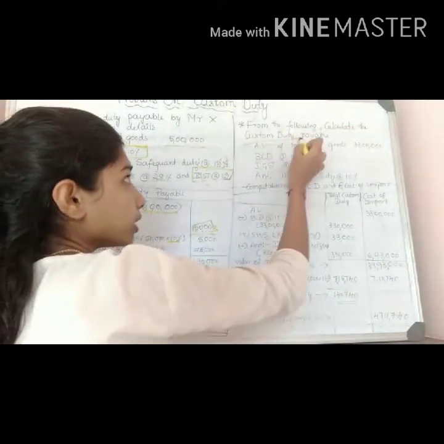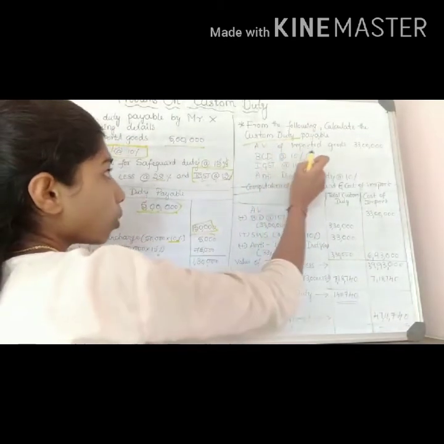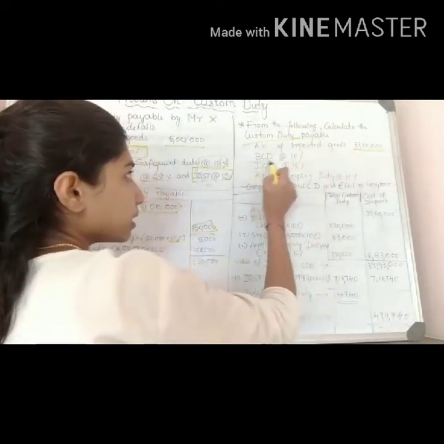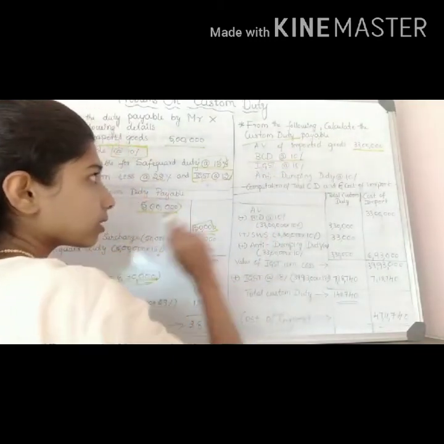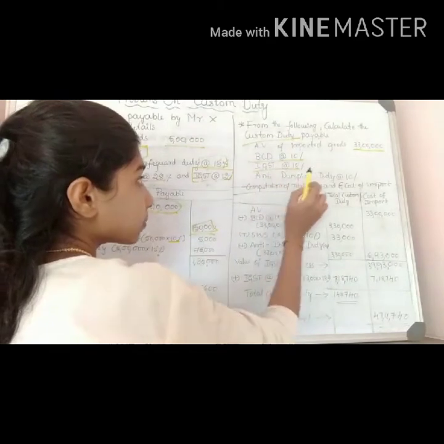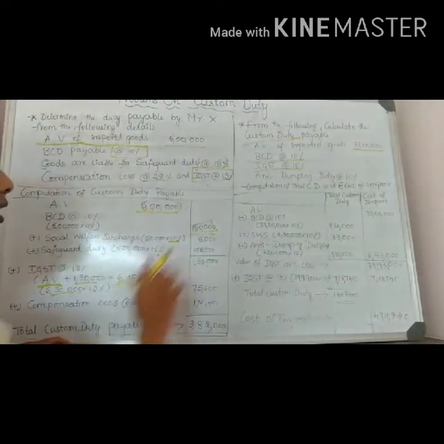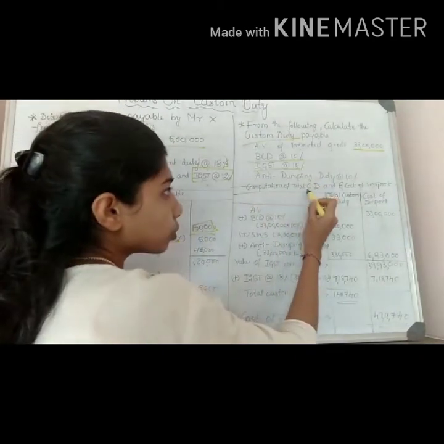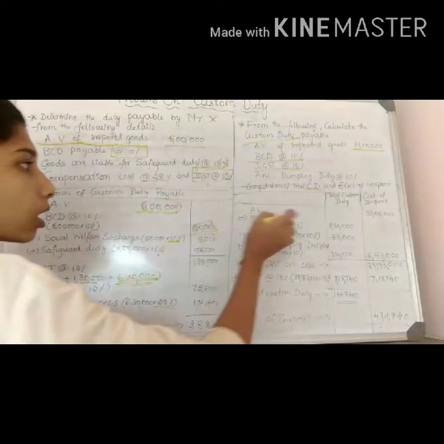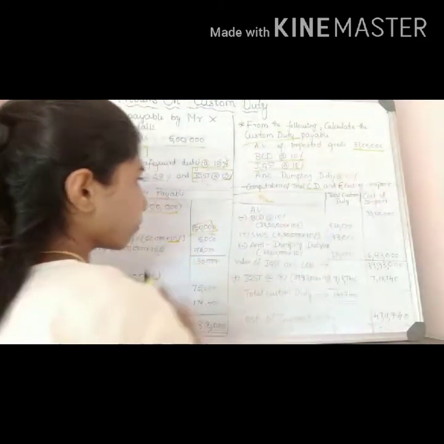Next, second problem. From the following, calculate customs duty payable. The assessable value of imported goods is 33 lakh. BCD at 10%, IGST at 18% and anti-dumping duty at 10%. So computation of total customs duty and cost of import.